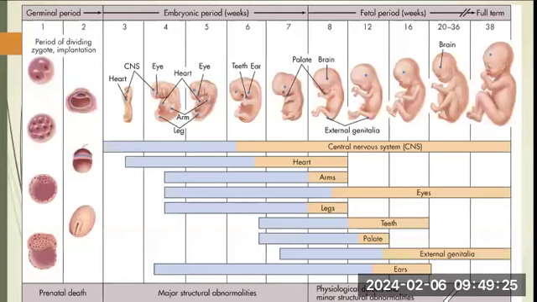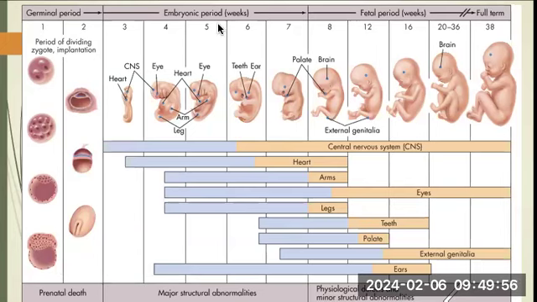So cephalocaudal and proximo-distal. This is a really important chart for you to know because it shows the development and what's happening. So as you can see, the germinal period of dividing zygote and implantation, right? What could happen if the mom's exposed to teratogens or things like that? Prenatal death. So in the germinal period, if something goes wrong, it's likely that the pregnancy will terminate.